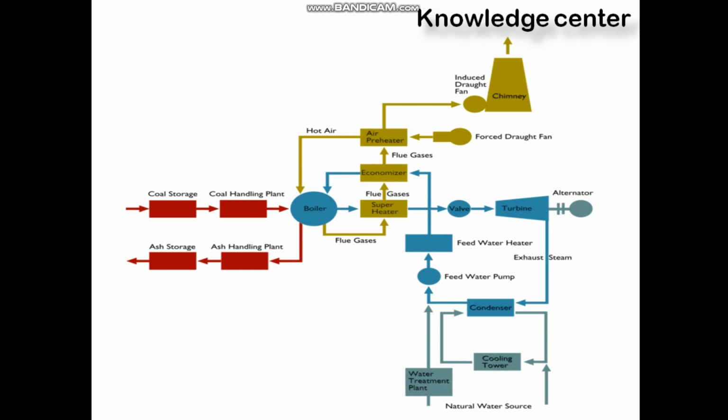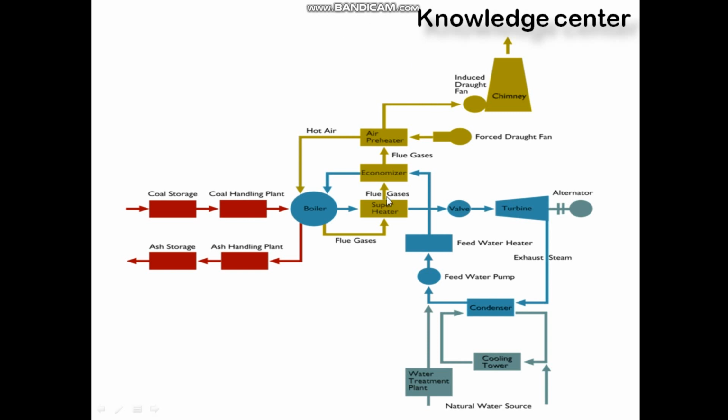We need to feed the water from the natural source, as we can see here from the river, to the boiler. But instead of directly feeding that water to the boiler, we use an economizer in between. So the economizer is placed between the water source and the boiler. Now let's see what the purpose of using this economizer is.